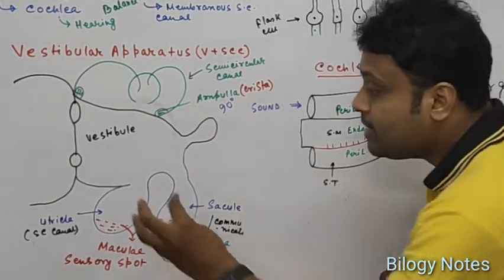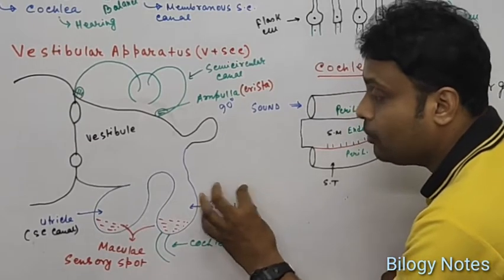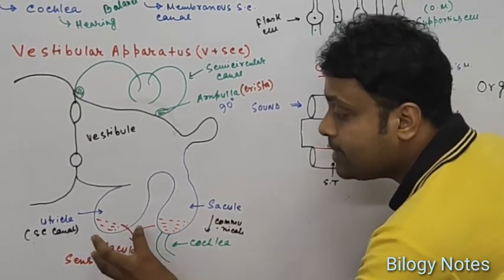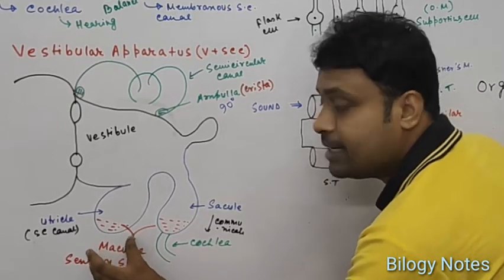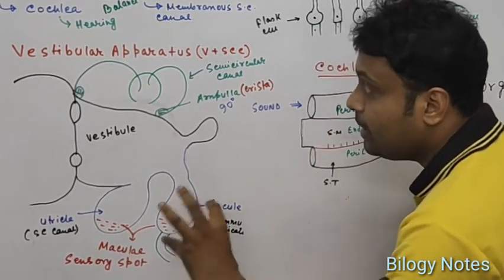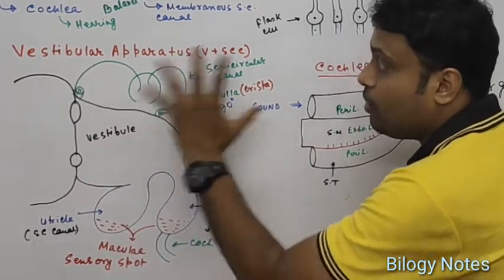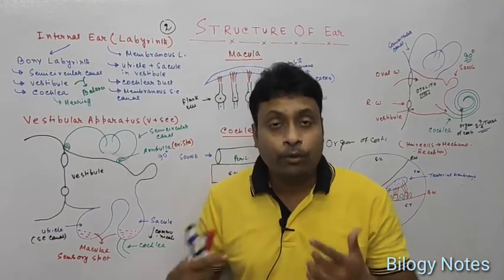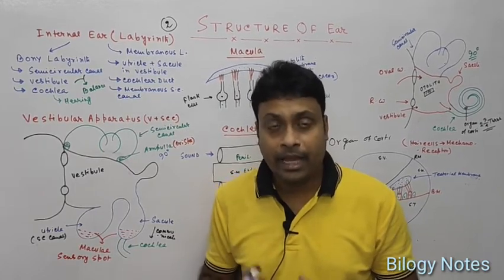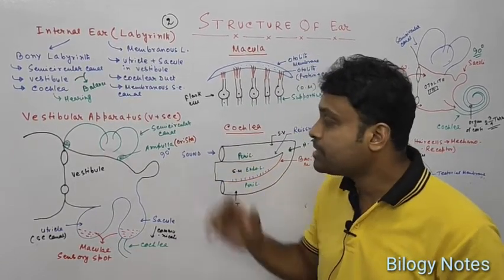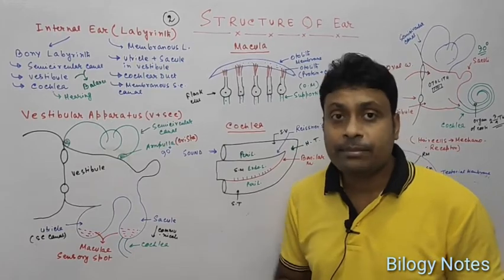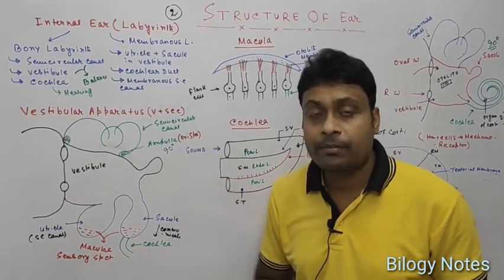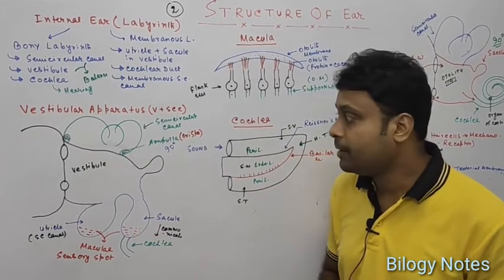And inside the utricle and inside the saccule, there is a sensory spot known as the macula, and this macula contains the sensory hairs, right? Then this is actually the structure of the vestibular apparatus. The vestibular apparatus contains the bony labyrinth and the membranous labyrinth. The bony labyrinth is the semicircular canal, and inside this semicircular canal, the membranous semicircular canals are present, which serve as the membranous labyrinth.